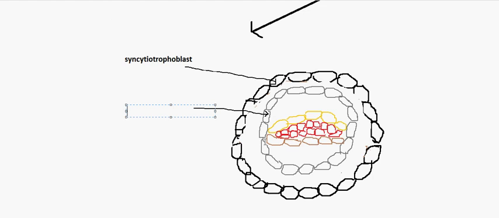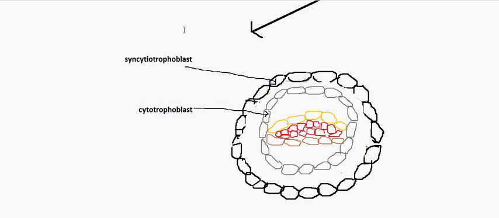cells. Okay, syncytial trophoblast cells, and over here the inner one are called the cytotrophoblast cells, and they actually remain with the embryo. They do not help in putting the embryo into the endometrium. So these are the cytotrophoblast cells.